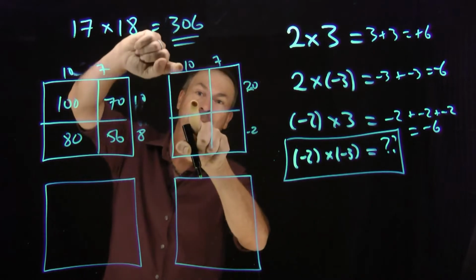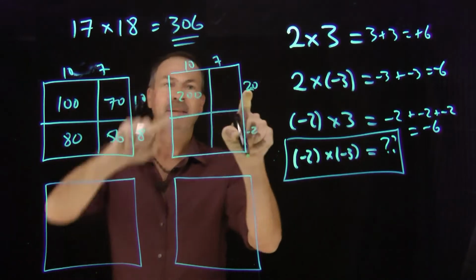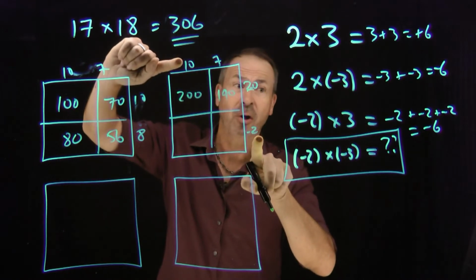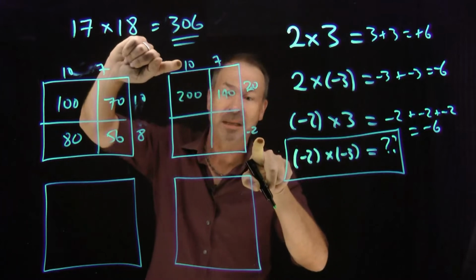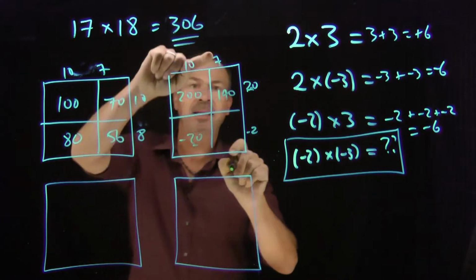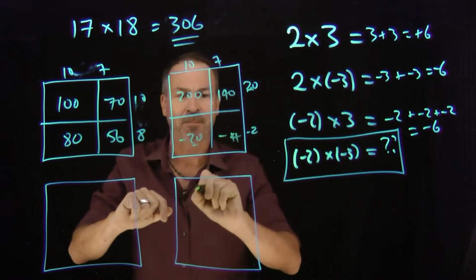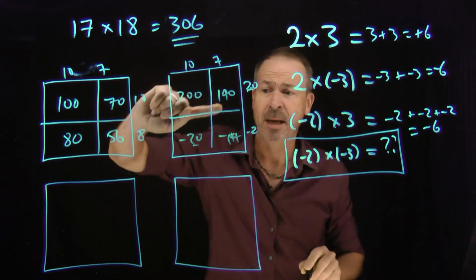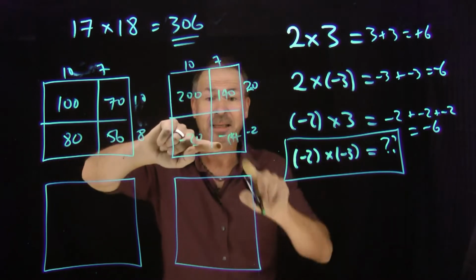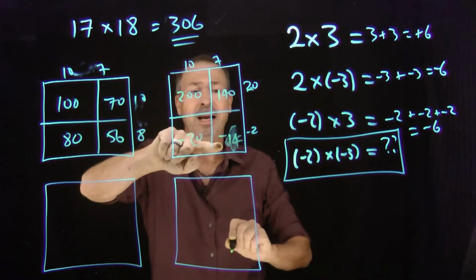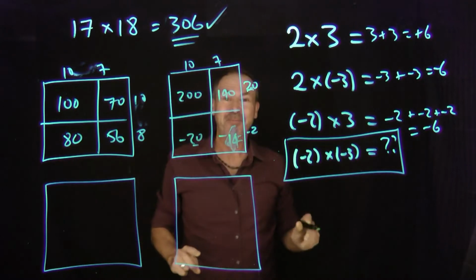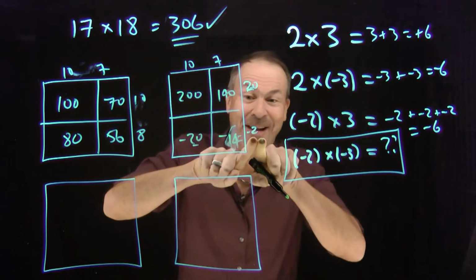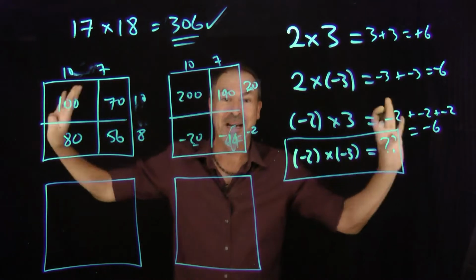Watch. This piece, 10 times 20, 200. This piece, 7 times 20, 140. Great. This piece, 10 times negative 2. We're okay with positive times negative. 10 groups of negative 2 is negative 20. And 7 groups of negative 2, negative 14. Whoops. Terrible handwriting, but I've got 200 plus 140, it's 340. Take away 20, 320. Take away a smudgy 14 is 306. It's 306. The picture speaks truth about arithmetic. Even though I've got apparently negative side lengths, negative areas, don't be literal, don't think geometry.